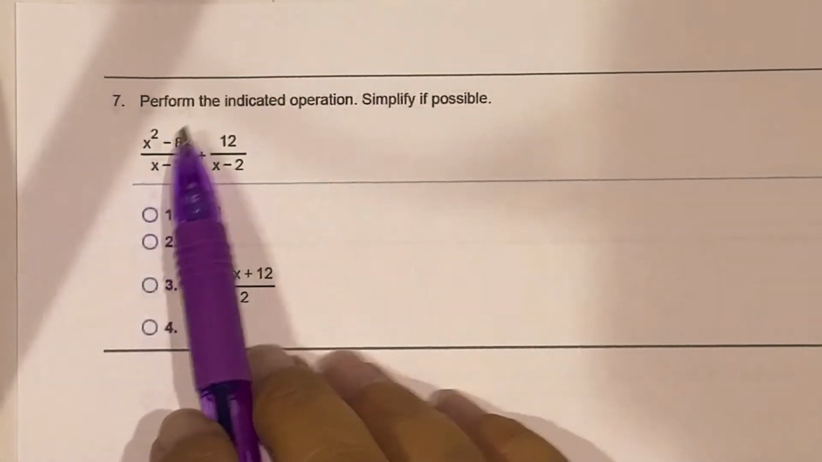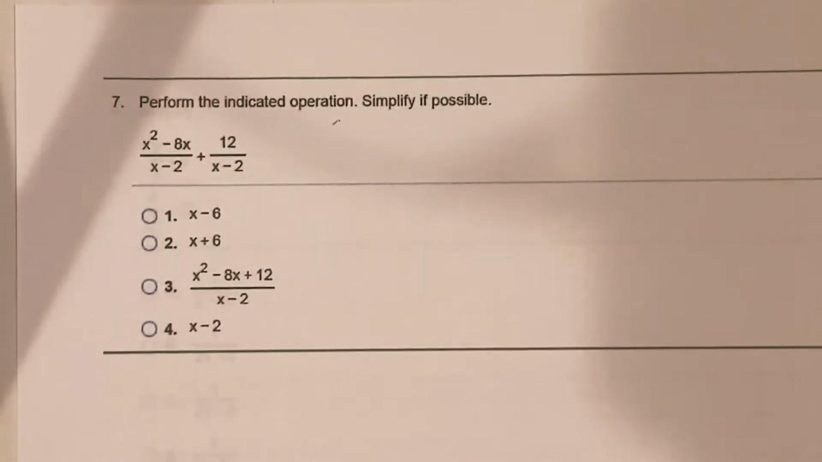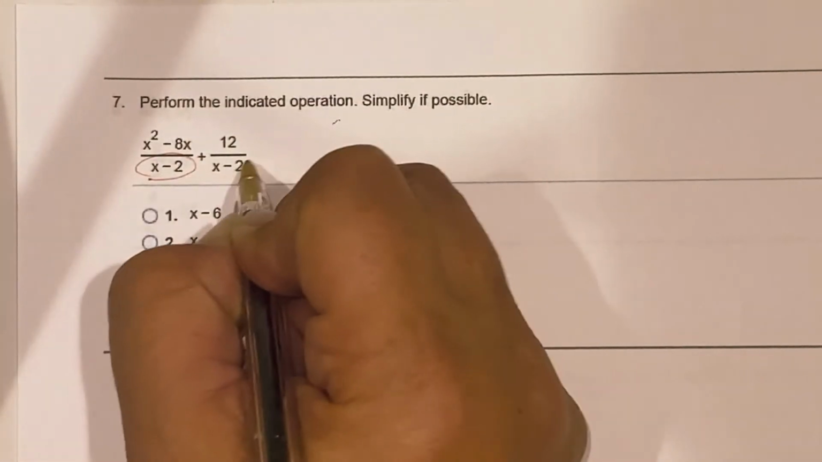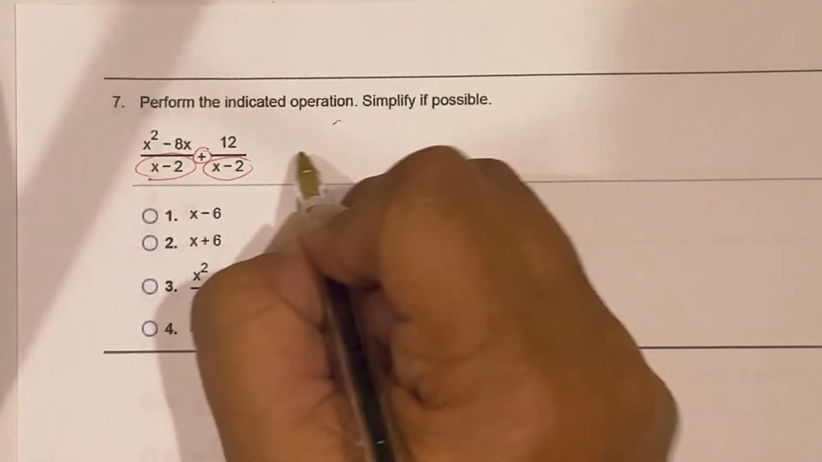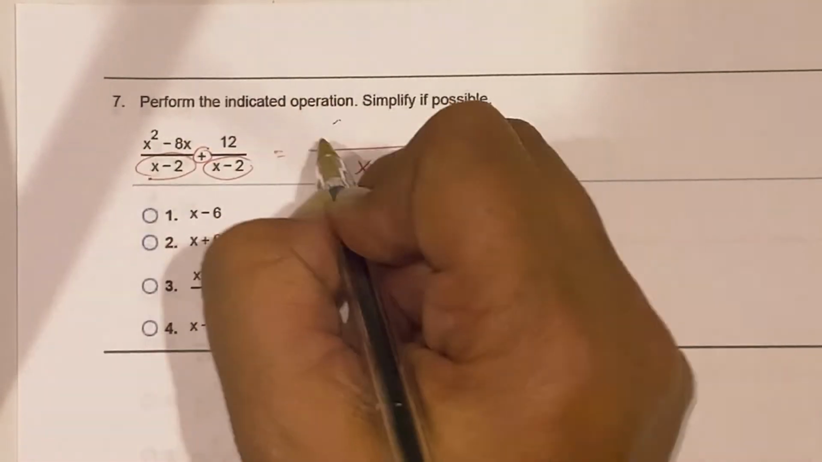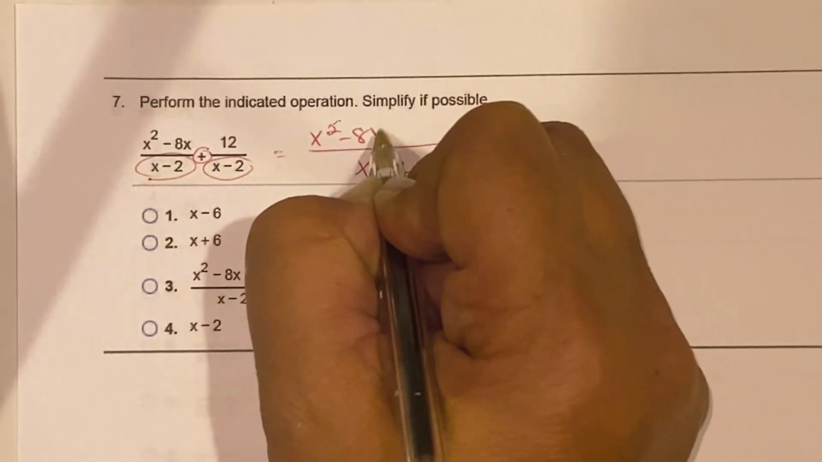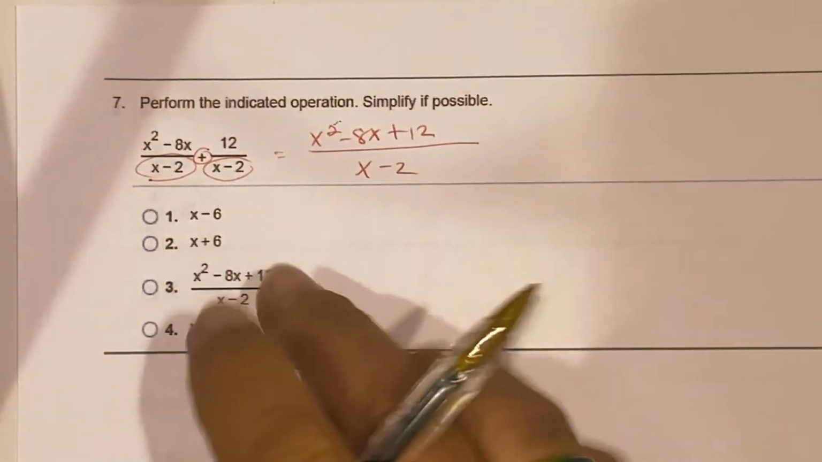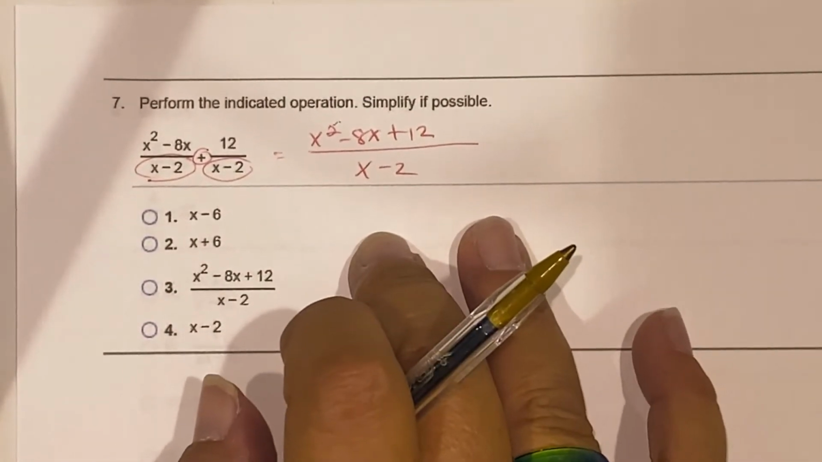Okay, on number 7 it says perform the indicated operation. First thing you want to do is look at your denominators. The denominators are the same and they're being added together. So we're going to write one fraction line, x minus 2 is the denominator, and then you're going to write x squared minus 8x plus 12. Since the denominators are the same, we can combine them into 1.